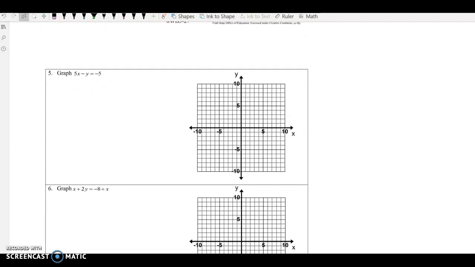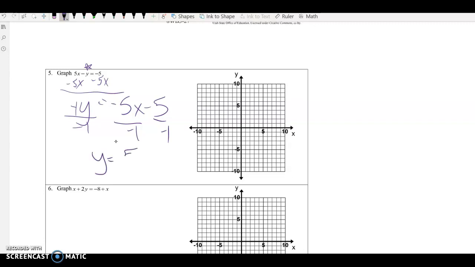Number 5, I need to start. I want to get y by itself. So to do that, I'm going to subtract 5x on both sides. When I do that, I'm left with negative y equals negative 5x minus 5. What invisible number is technically in front of that negative y? Well, yeah, negative 1. I'm going to divide everything by negative 1 to make sure that y is positive. So when I do that, I get y equals 5x plus 5.